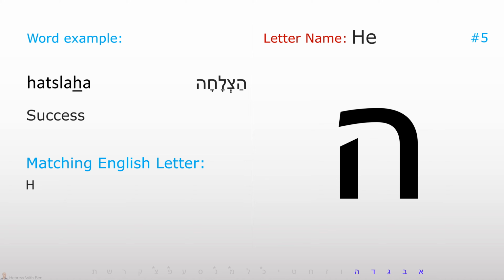Notice the last He in the word on the screen. You don't hear it as a consonant. In this case, the letter He is a mother of reading. Find more about mothers of reading in the description of this course.